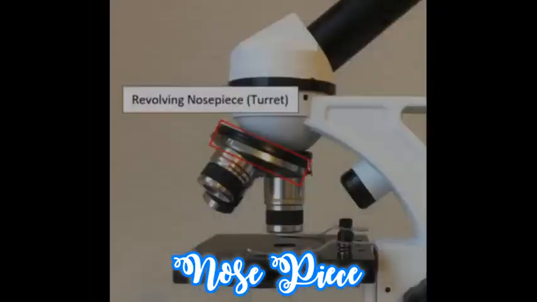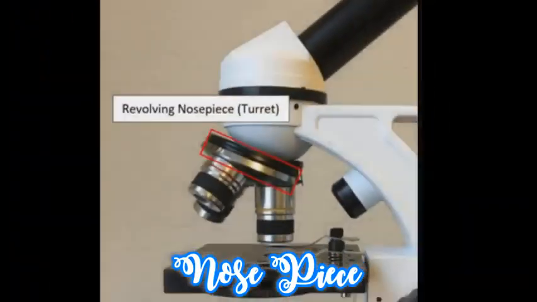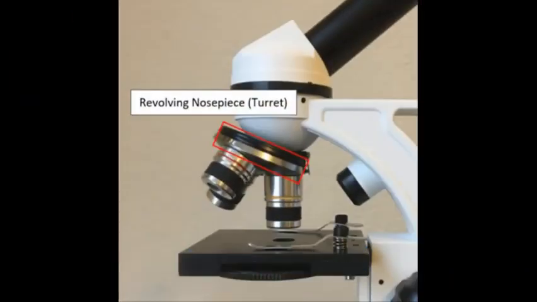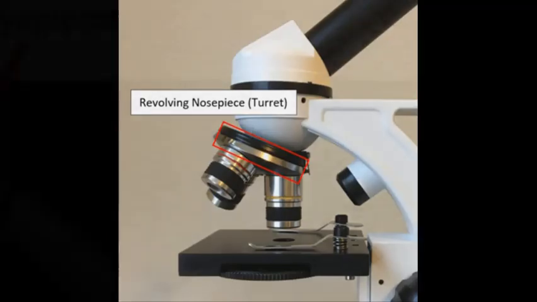The nosepiece houses the objectives. The objectives are exposed and are mounted on a rotating turret so that the different objectives can be conveniently selected. Standard objectives include 4 times, 10 times, 40 times, and 100 times, although different power objectives are available.